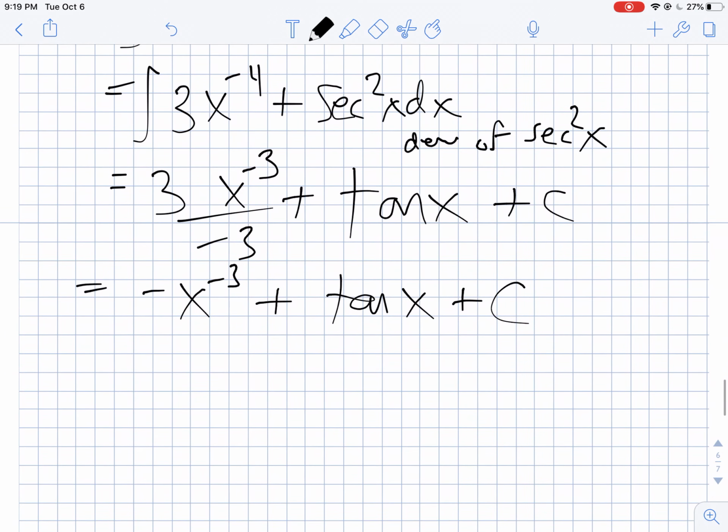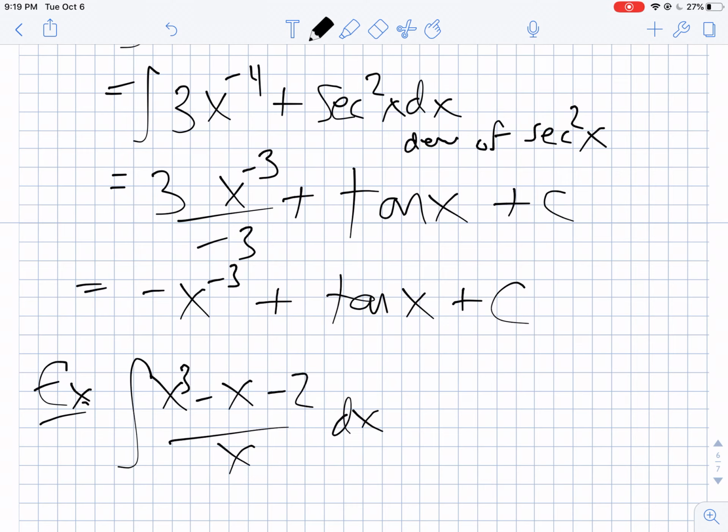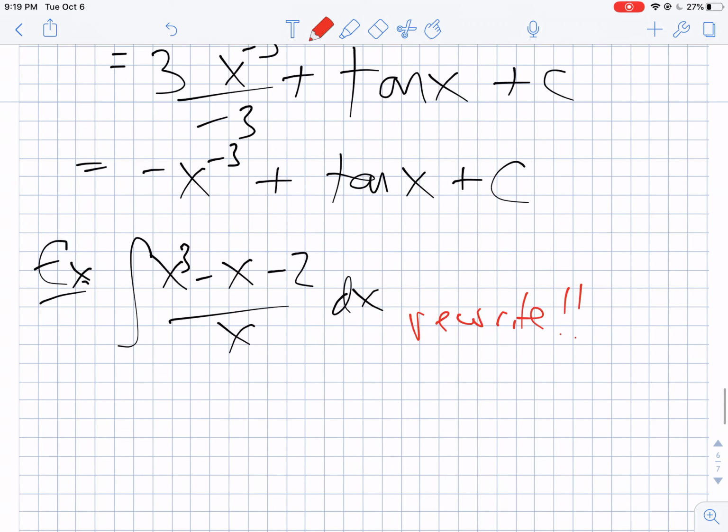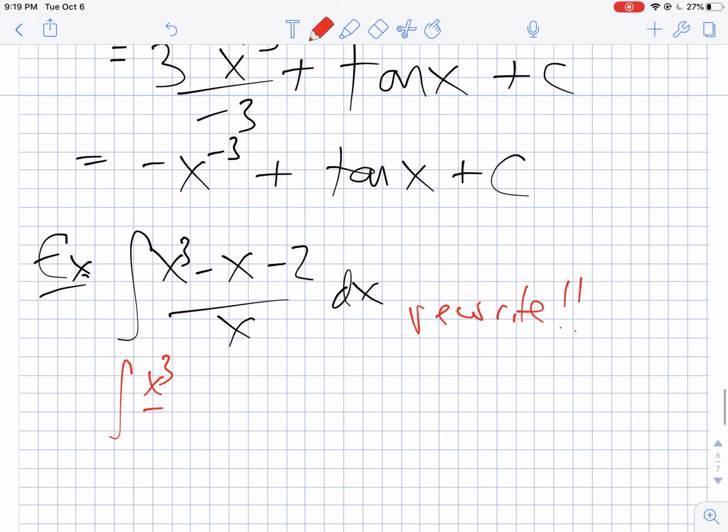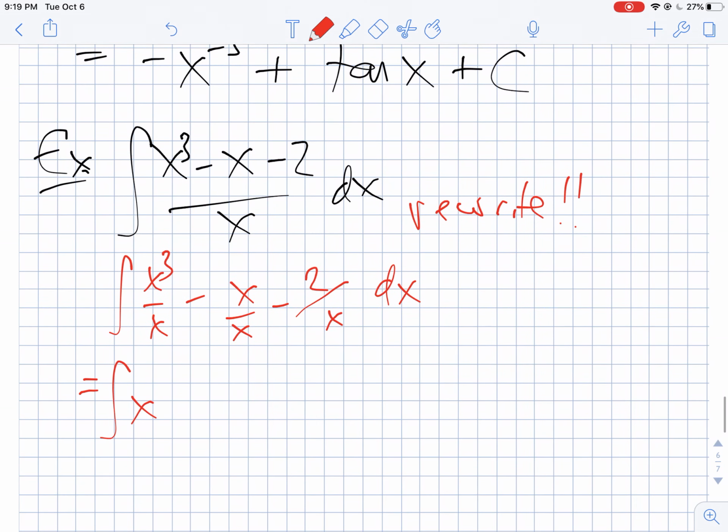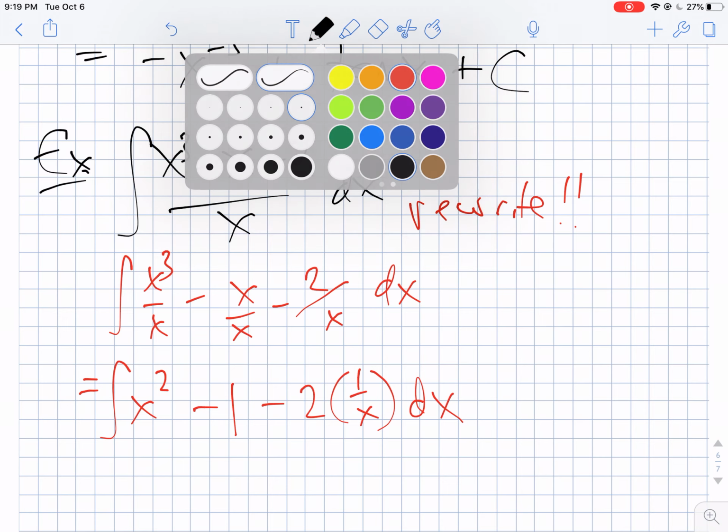Let's look at one more type of problem here. What if you have to find the antiderivative of, say, x cubed minus x minus 2 over x. Now, what I want to remind you guys to do is to rewrite this. Don't get scared by the fraction. Break this up into x cubed over x minus x over x minus 2 over x. Because now you're like, oh, this is just the antiderivative of x squared minus 1 minus, and this is just 2 times 1 over x. And then you see that this problem has become a lot more straightforward.